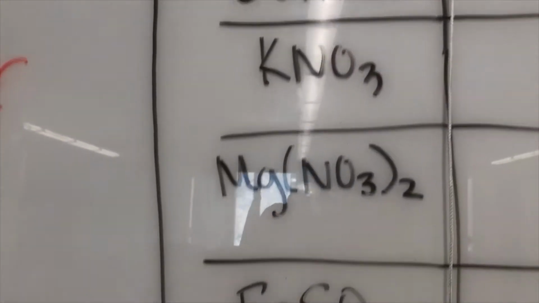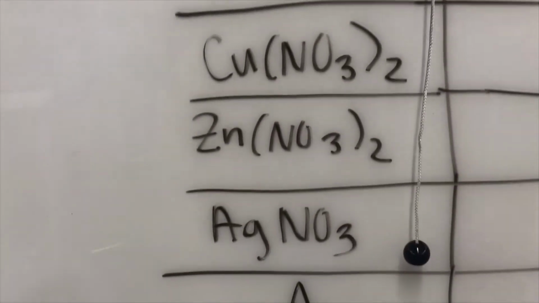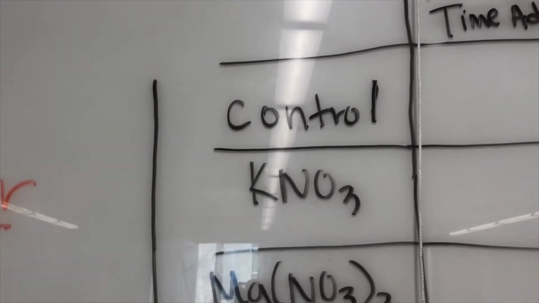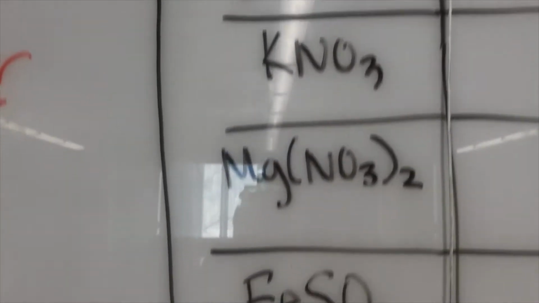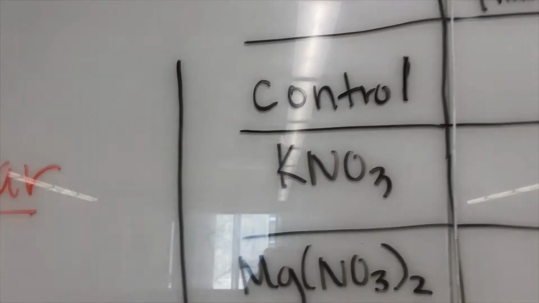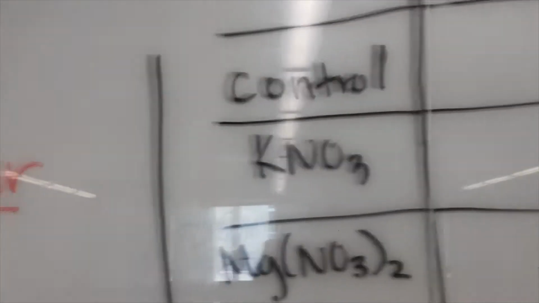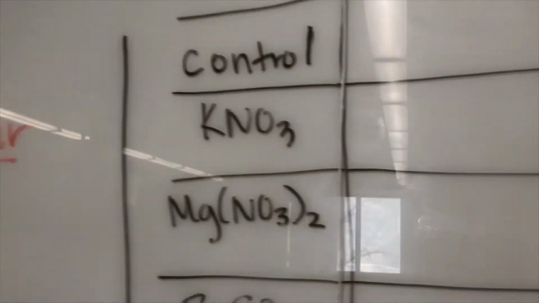These are the metals that we'll use. And then there will also be a control. That will be a solution where instead of adding a metal, we're just going to add water. And this will show us whether or not the reaction would take place without any metal present.